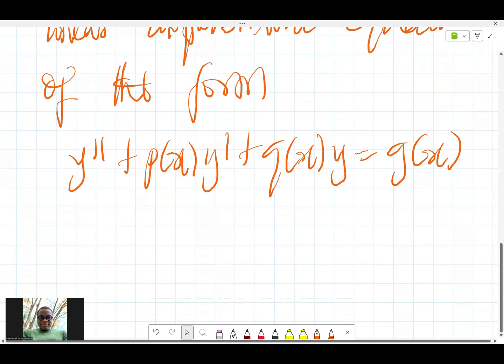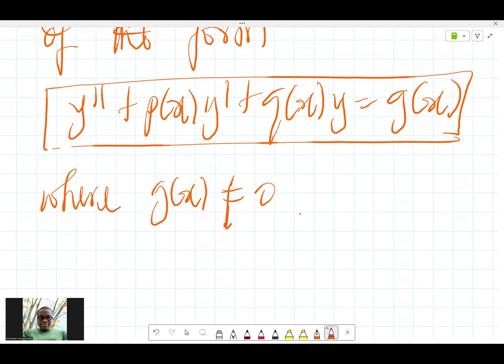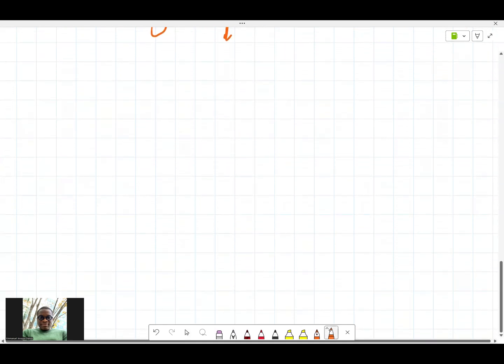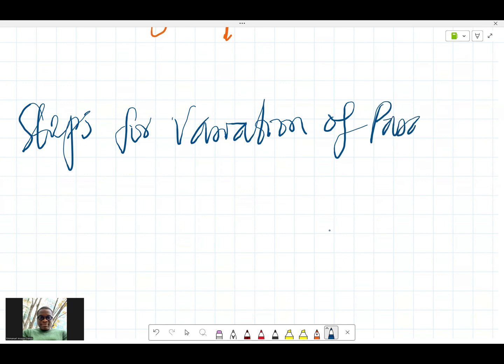And like we know, g of x is what makes it non-homogeneous if g of x is not equal to 0. If g of x is 0, then it becomes homogeneous, and by solving that, we get a complementary solution. But if it's not equal to 0, we have the non-homogeneous expression. So the next thing we want to do is to look at some steps for variation of parameters.